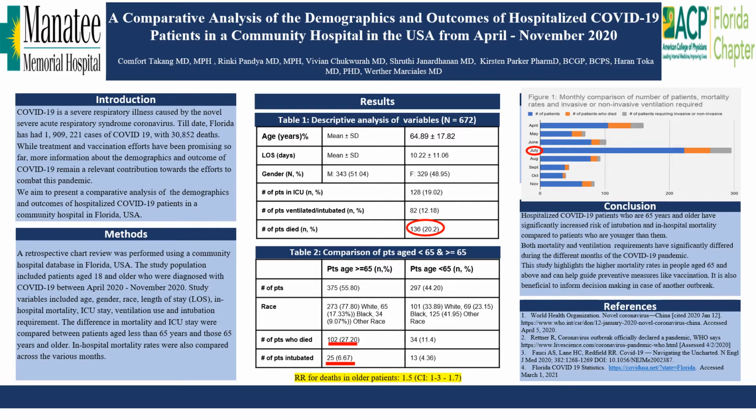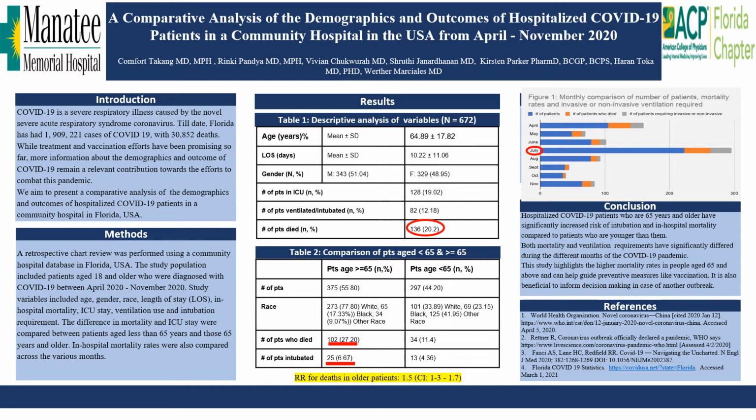Since being declared a pandemic in March 2020, COVID-19 continues to pose a threat to society. To date, Florida has had about 2 million cases of COVID-19 with over 30,000 deaths. While treatment and vaccination efforts have been promising so far, more information about COVID-19 remains relevant towards the effort to combat this pandemic. We aim to present a comparative analysis of the demographics and outcomes of hospitalized COVID-19 patients in a community hospital in Florida, USA.